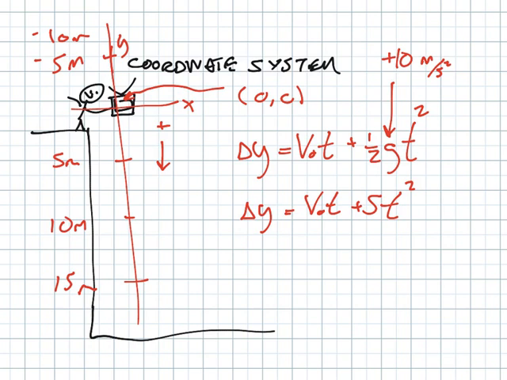For objects in free fall, whatever that coefficient is, the acceleration is always twice that value. And again, the best way to really understand this is to just work some problems. So let's work a problem.